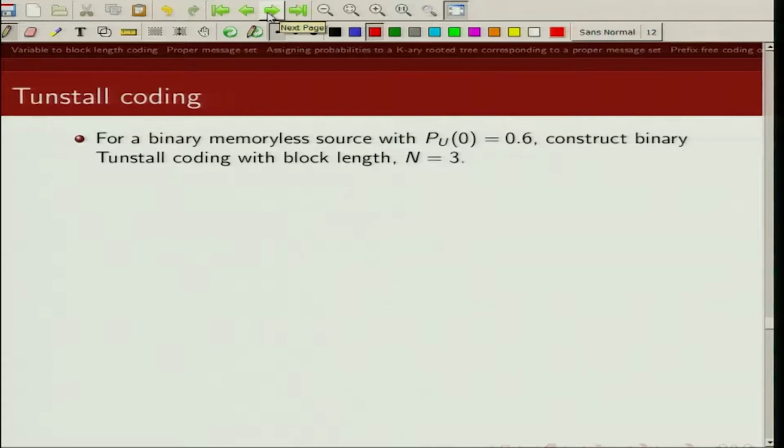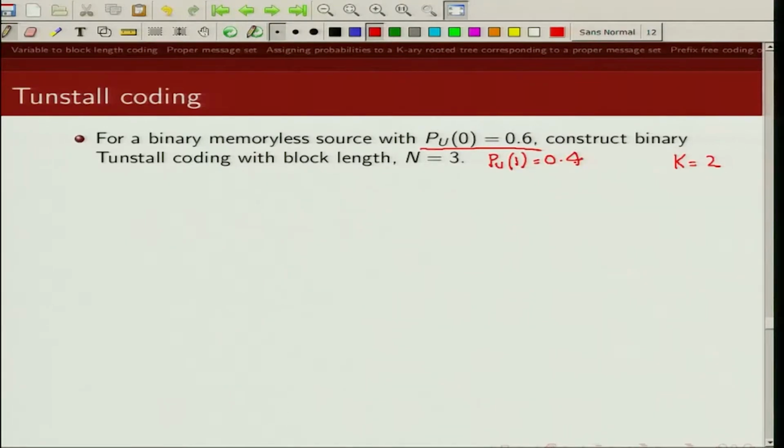So let us take an example to illustrate this. So consider a binary message. So K is 2, probability of U being 0 is 0.6, so probability of U being 1 is 0.4.